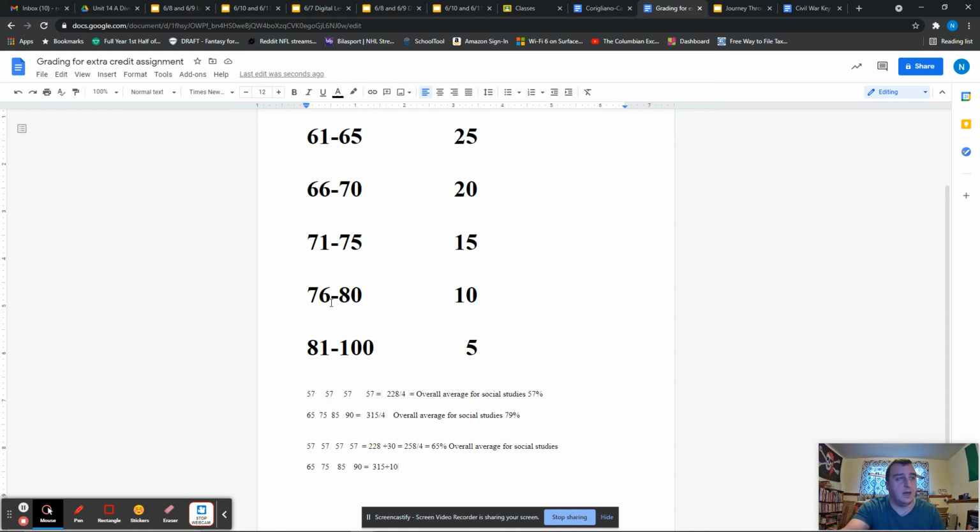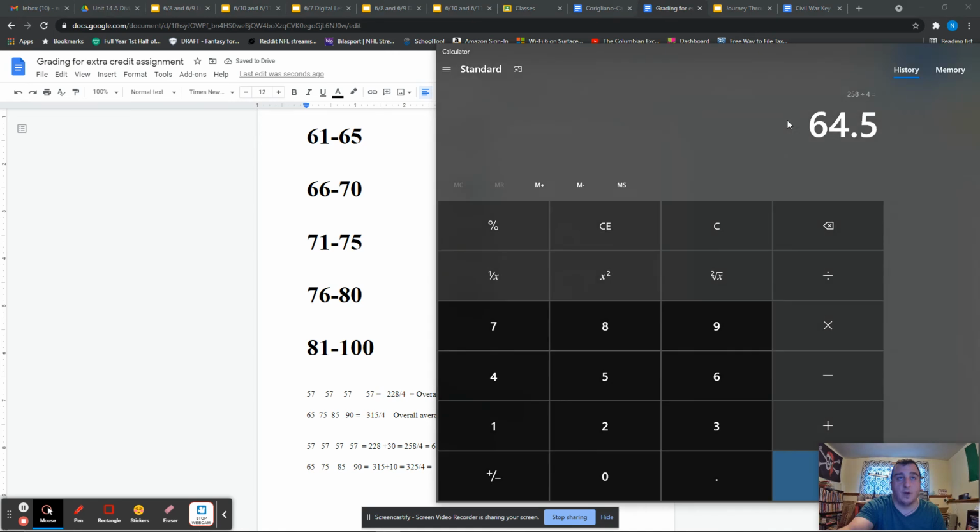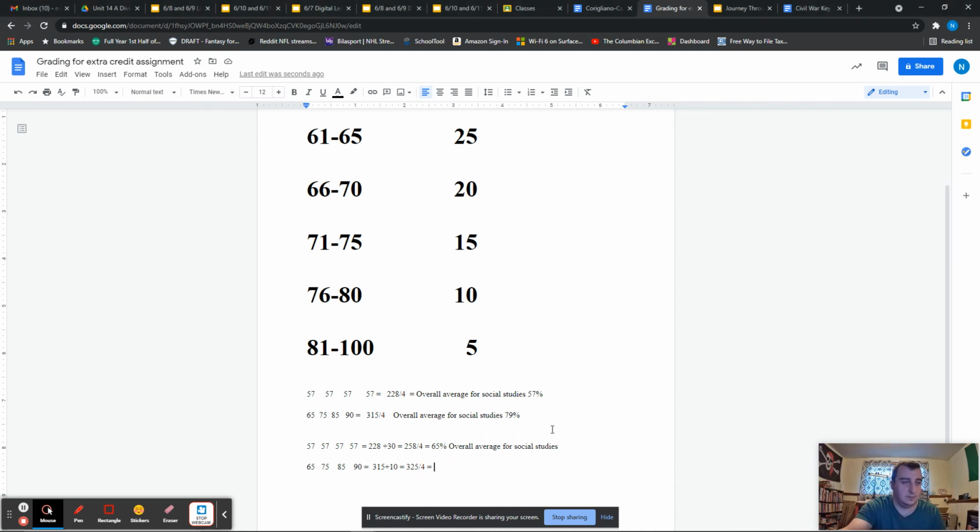We look up here, and you add 10 points for that assignment, which equals 325 total points. If we divide that by 4, what that is going to give us for that person's overall average. Okay, so 325. Actually, let me do that again. 325 divided by 4 would give you an overall average of an 81.2, which would be an 81. Okay, guys?